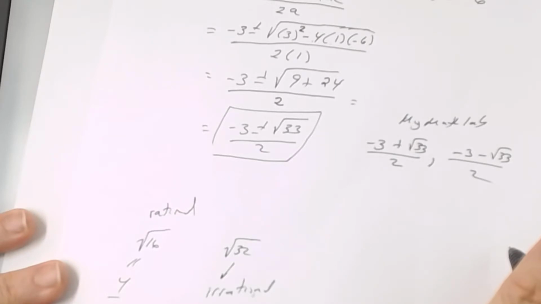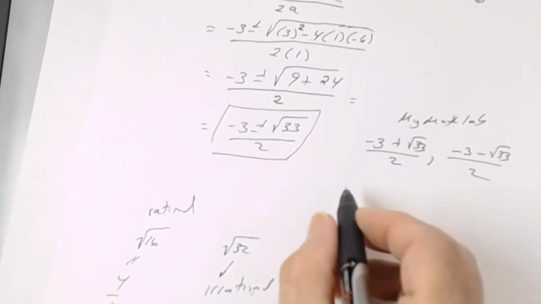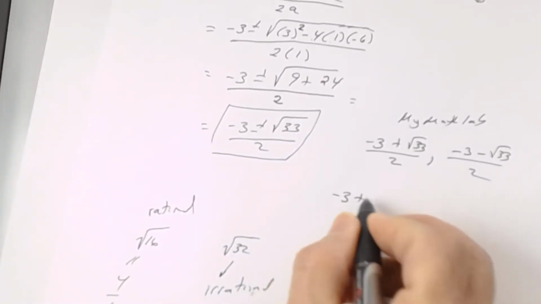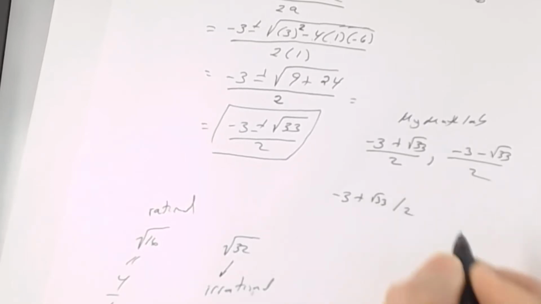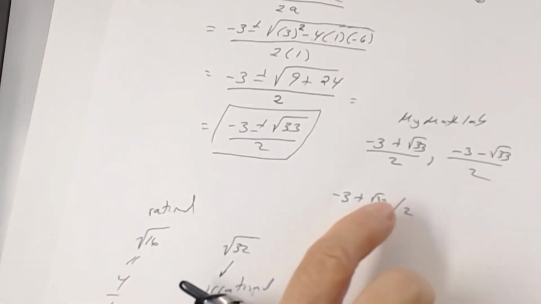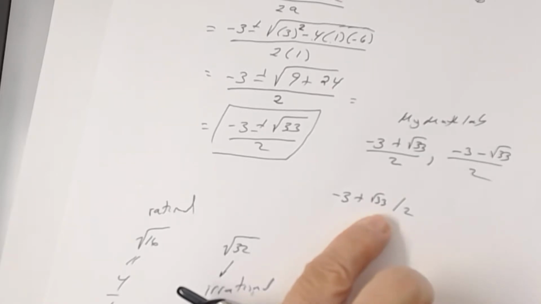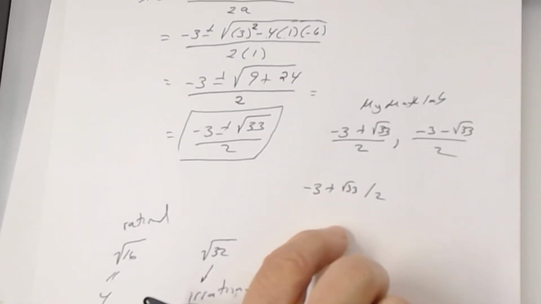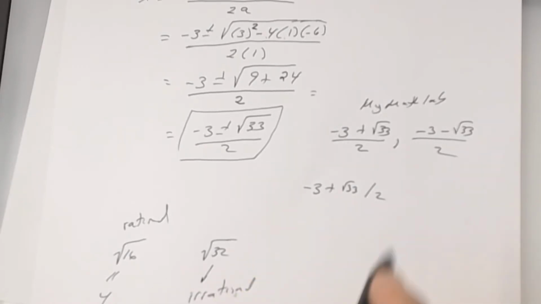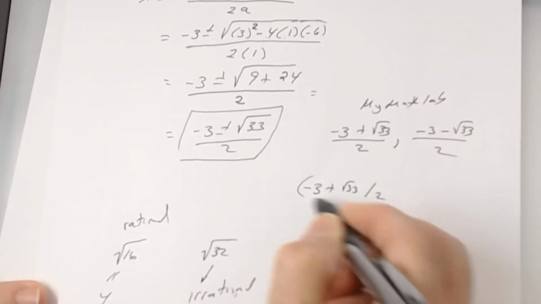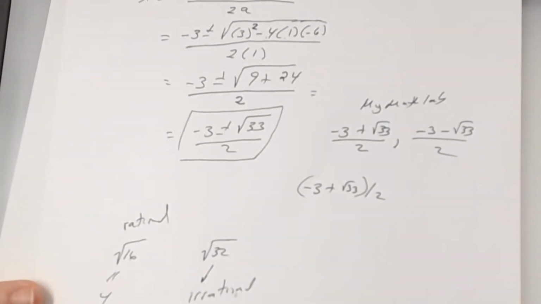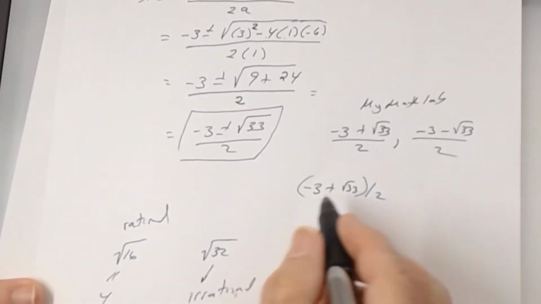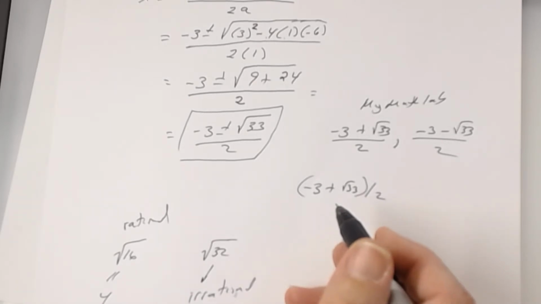Now, you got to be careful when you do this in my math lab, because you're typing stuff. If you do this, mathematically that's incorrect. Because what you're saying is the only thing you're dividing by 2 is this square root of 33. What else needs to be divided by 2? The negative 3. So when you put this in my math lab, you either need to put this in parentheses like this, because the whole thing has to be divided by 2, or you can break it down into fractions, and that's probably the better thing to do.